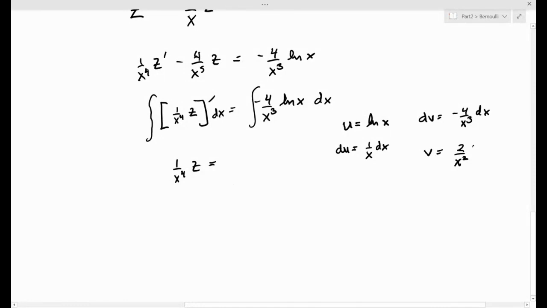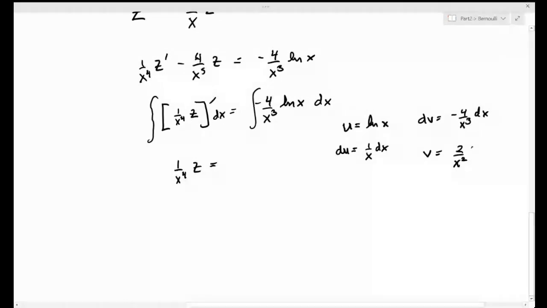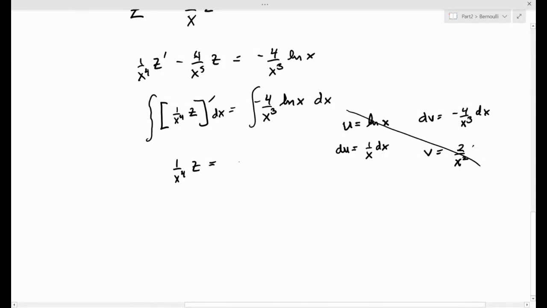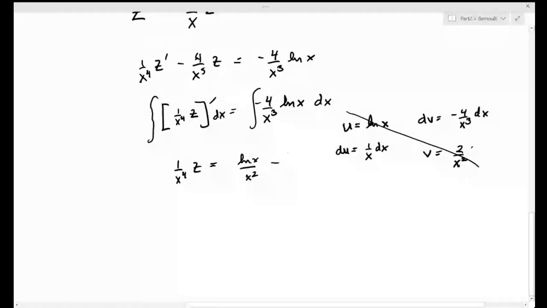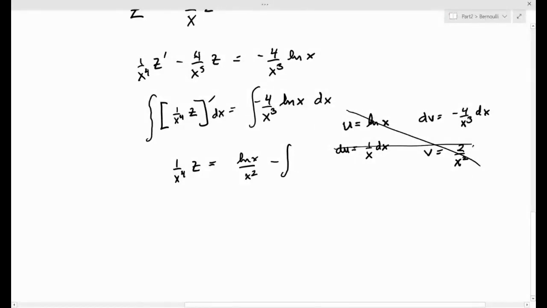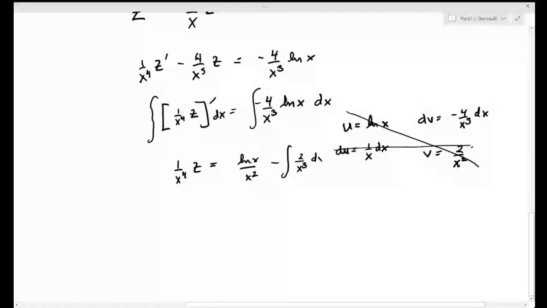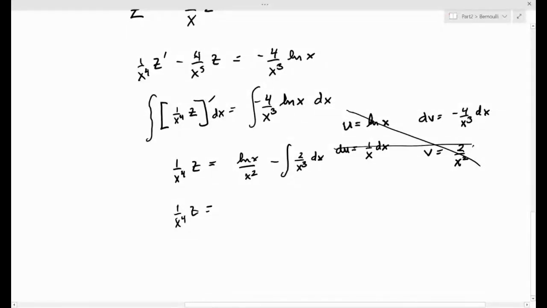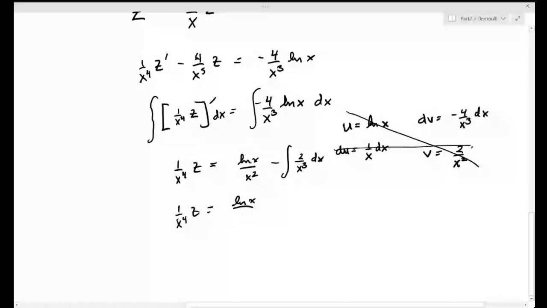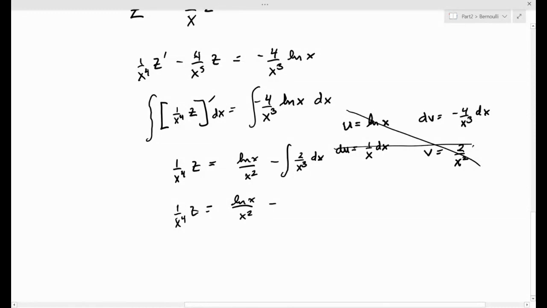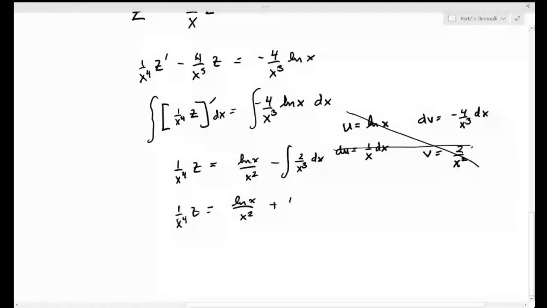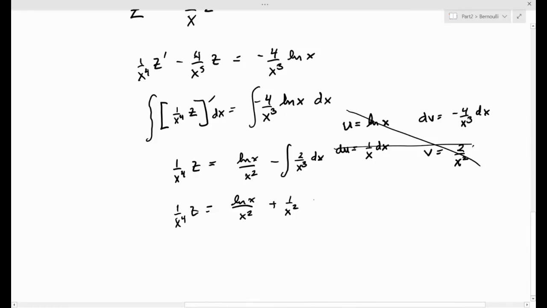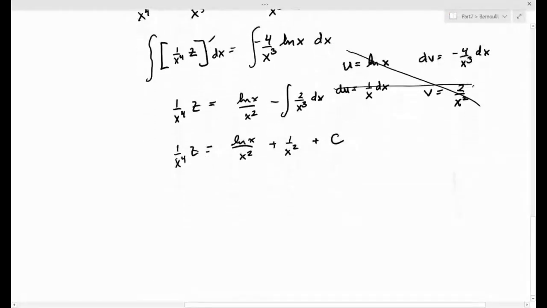Okay. And then you're practically done. You get the antiderivative, u times v according to parts, minus the antiderivative of v du. So, okay, so we get plus 1 over x squared. Okay, and then of course don't forget your constant of integration.